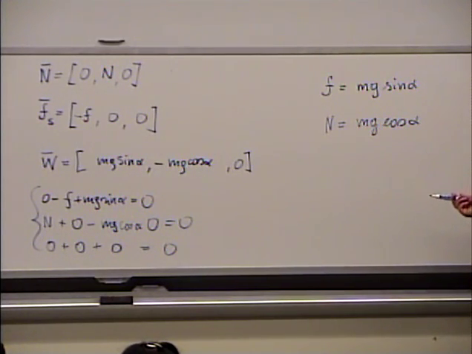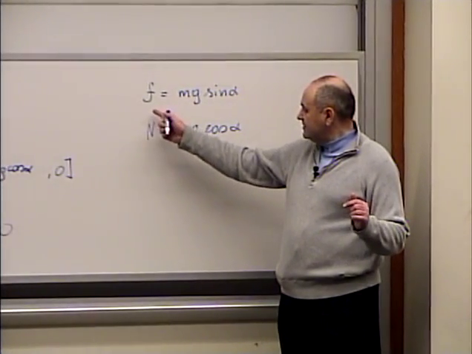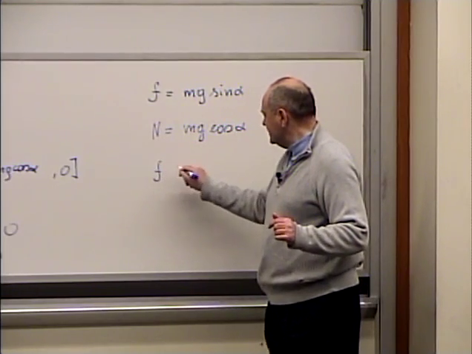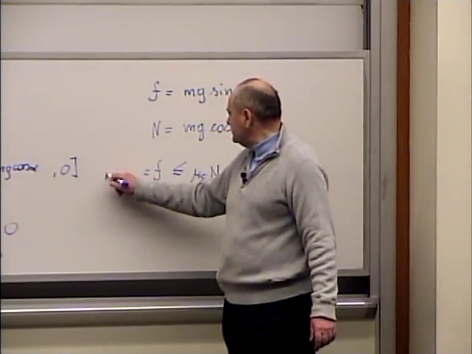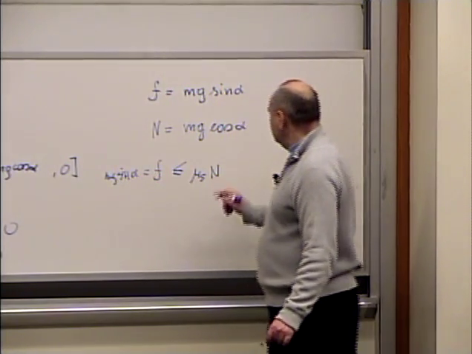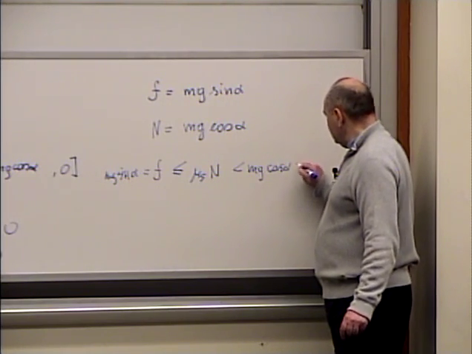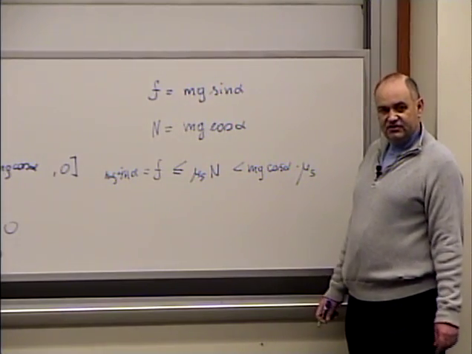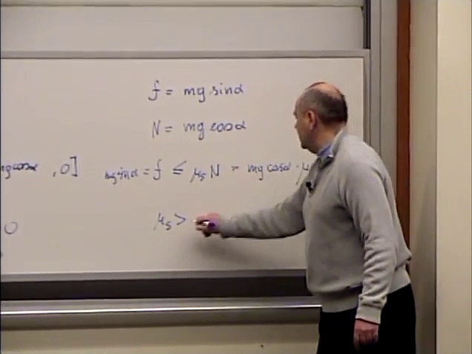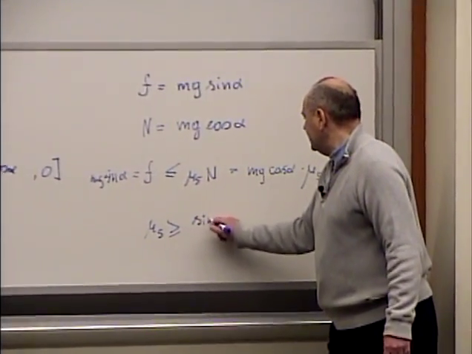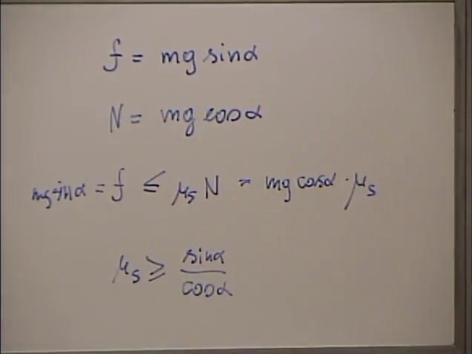All right. Now, since it is static frictional force, this force should not exceed the coefficient of static friction multiplied by the normal force, right? Which means that mg sine alpha must be less than or equal to mg cosine alpha multiplied by the coefficient of static friction. So from that I solve that the coefficient of static friction must be greater than or equal to sine alpha over cosine alpha. All right?